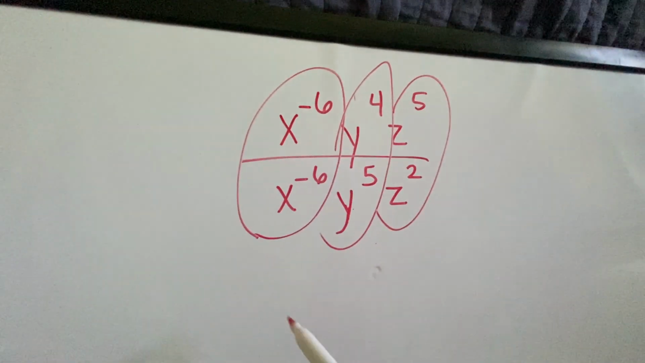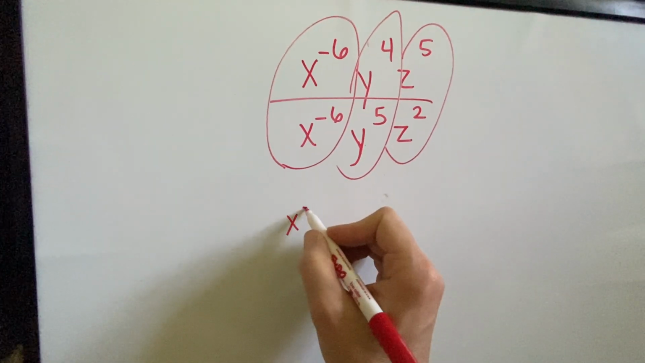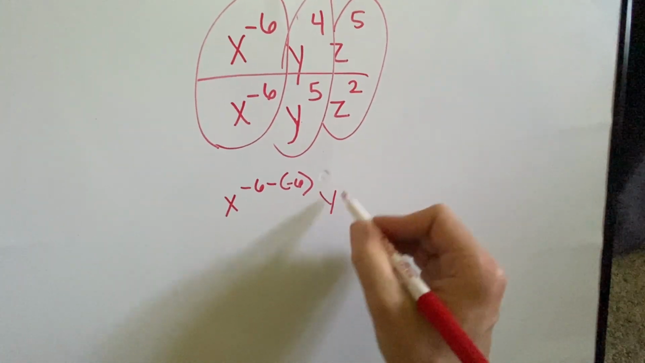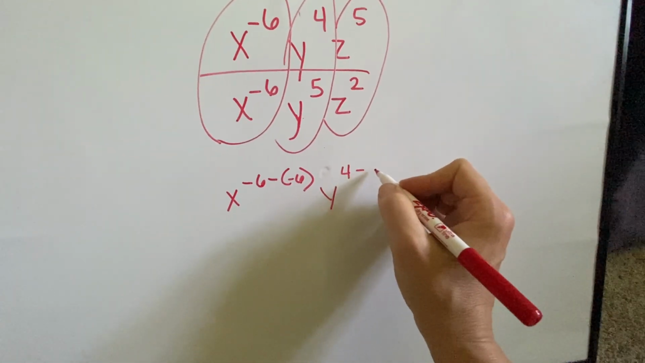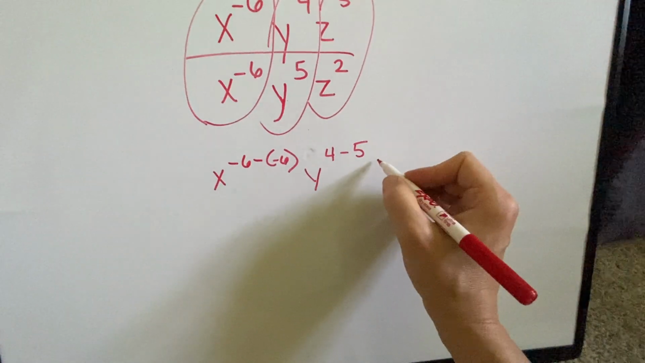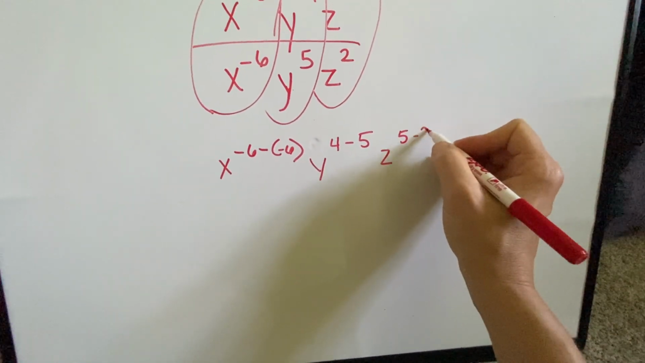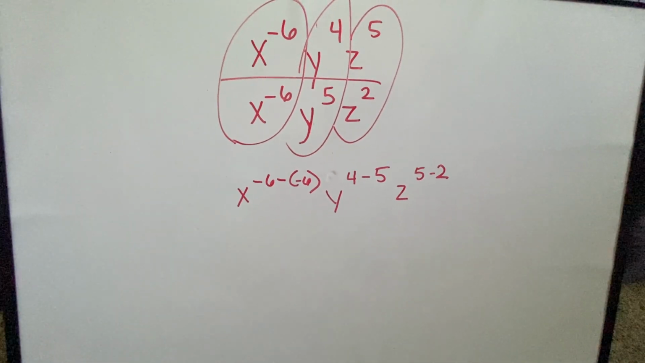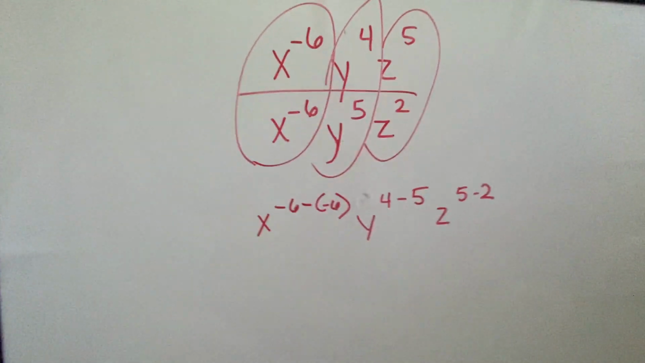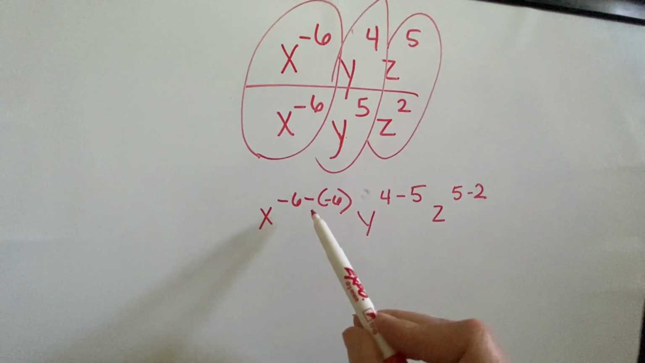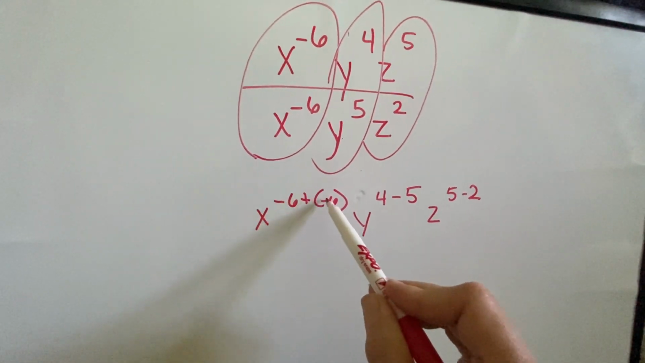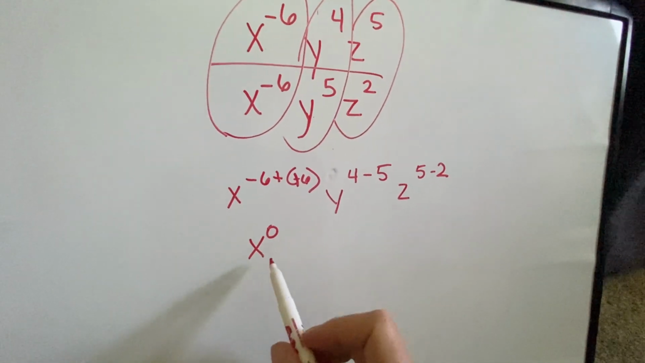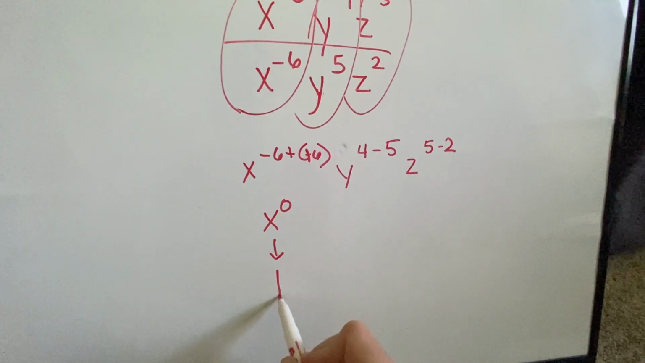So this is basically x to the negative 6 minus negative 6, and y to the 4th minus 5, and z 5 minus 2. Okay, it says write all the answers with variables in the numerator. Okay, that will make things easier. Okay, negative 6 minus a negative 6. This is plus. So this is actually x to the 0 power, which is 1.